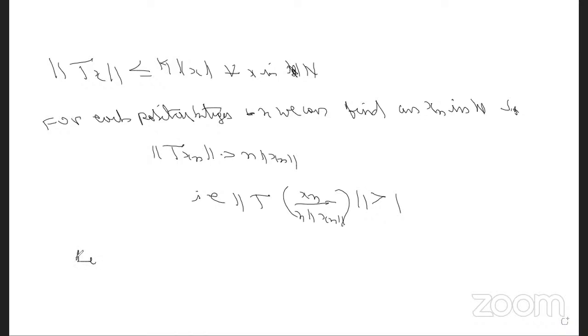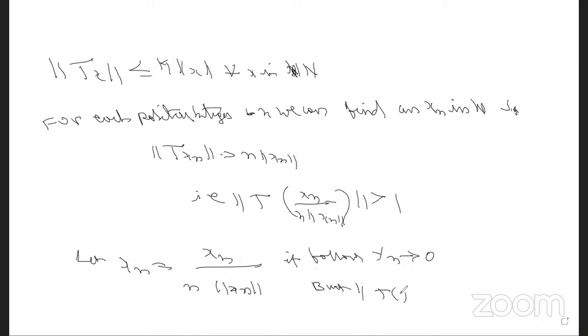So let yn equal xn divided by n times norm of xn. It follows that yn tends to 0. But here norm of T of yn is greater than 1 for all n.